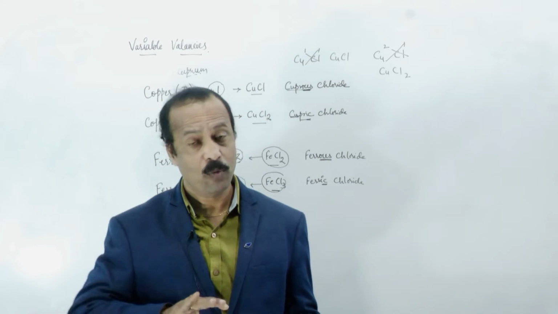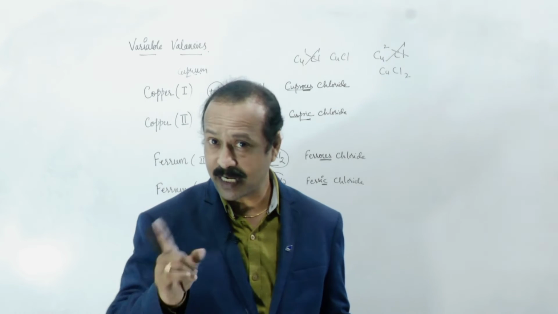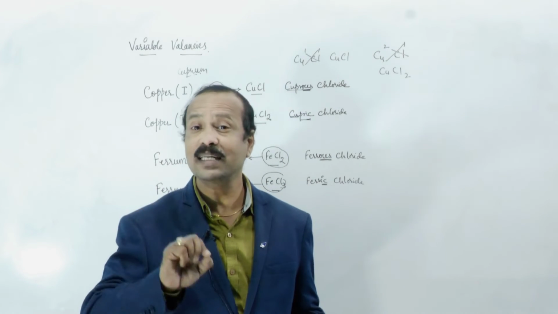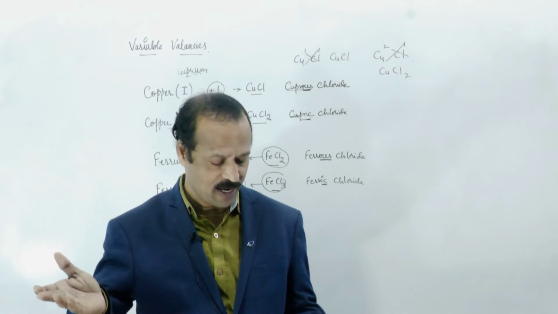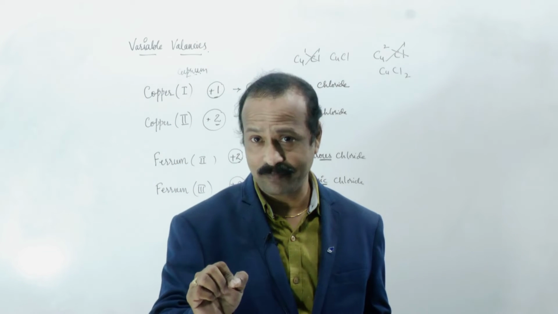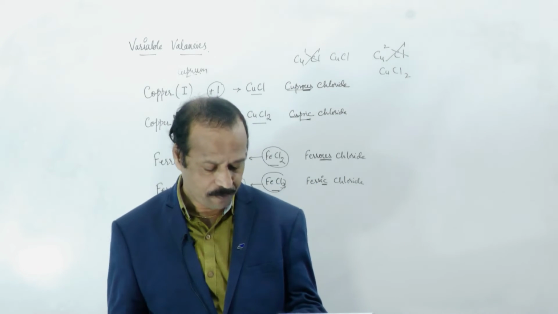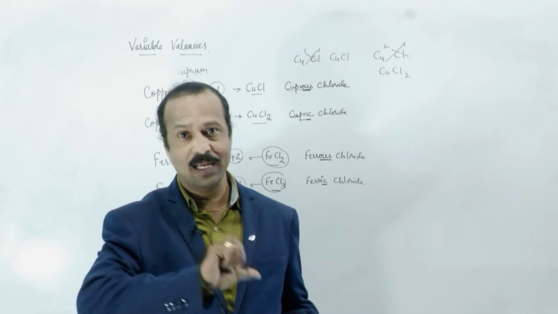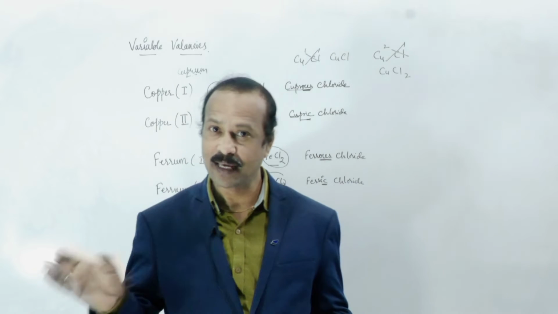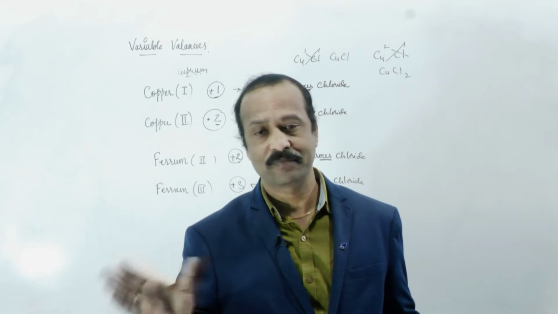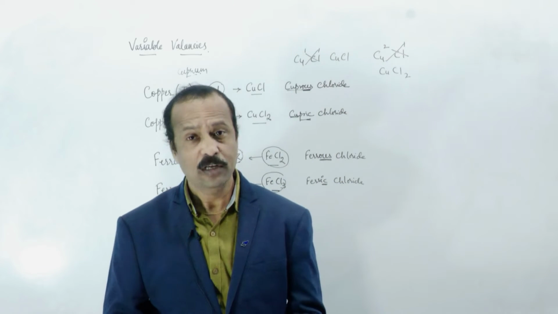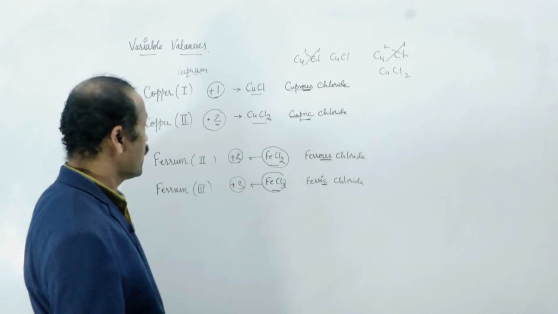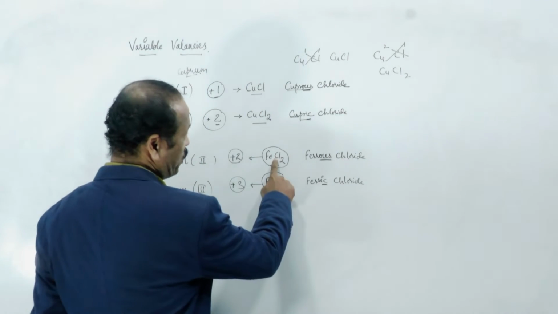Similarly, silver. What is the Latin name of silver? Argentum, we already discussed. Lower valency, argentous. Higher valency, argentic. Clear? Next, mercury. Mercury also exhibits two valencies, 1 and 2. So, lower valency, mercurous, and higher valency, mercuric. Clear?